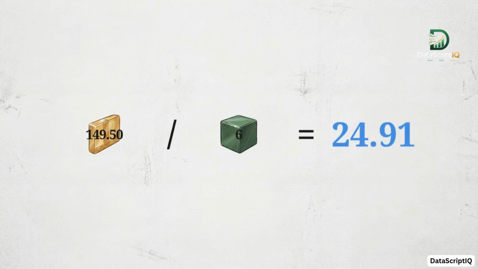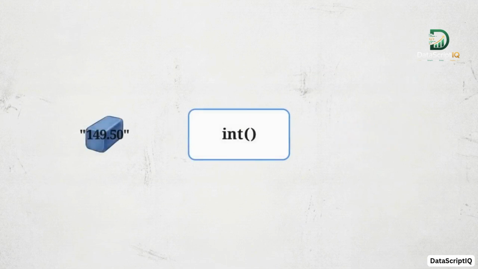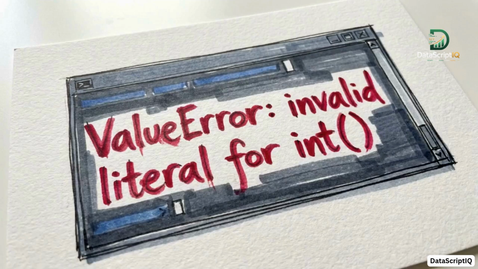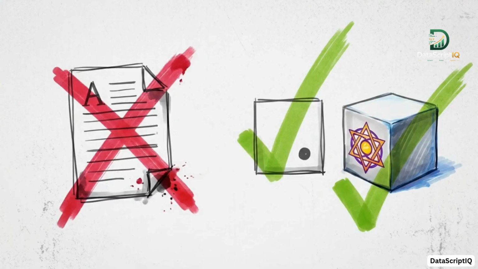Be careful not to use the int function on a string that contains a decimal point, like 149.50. The int function doesn't round numbers, it only looks for whole integers. If it encounters a decimal point inside a string, the program will trigger a value error and stop. By explicitly converting text to floats or integers, you ensure your script performs calculations exactly as intended.